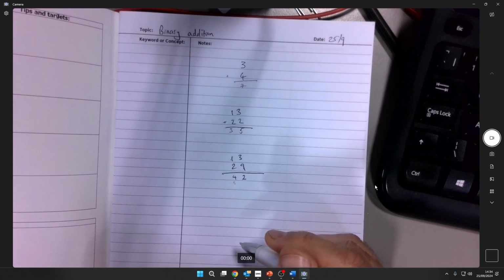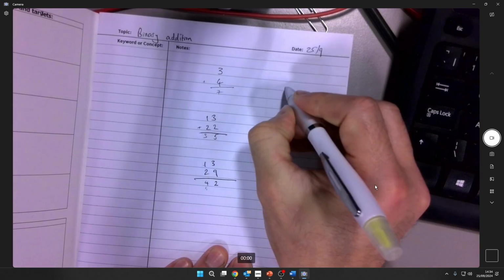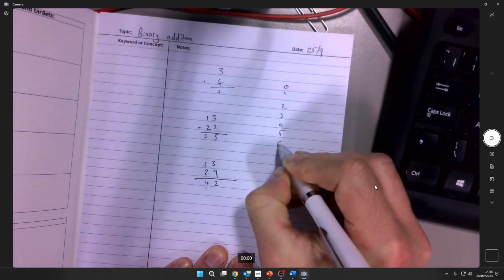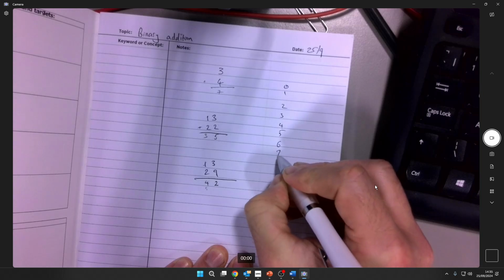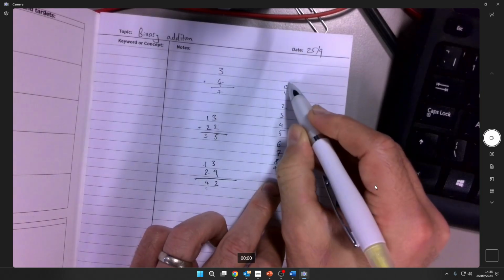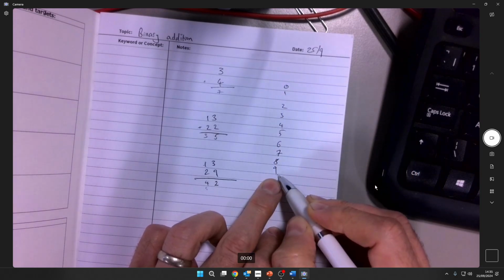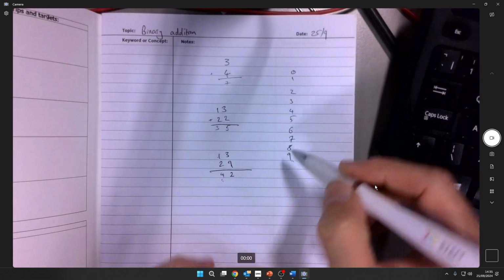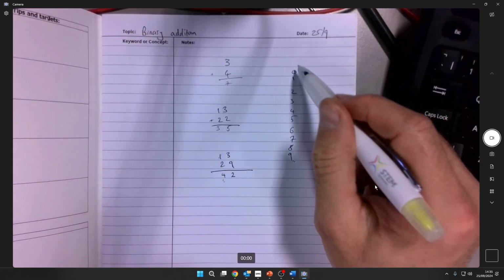This is denary addition. Why do we call it denary? Because there are 10 different digits that you can have, starting at 0 up to 9. Sometimes you see it written as decimal, sometimes denary. Officially it should be denary.